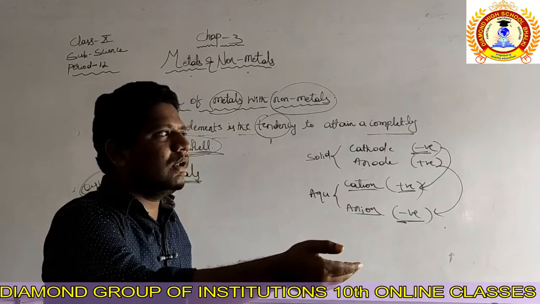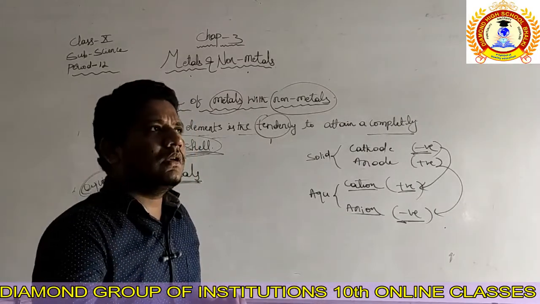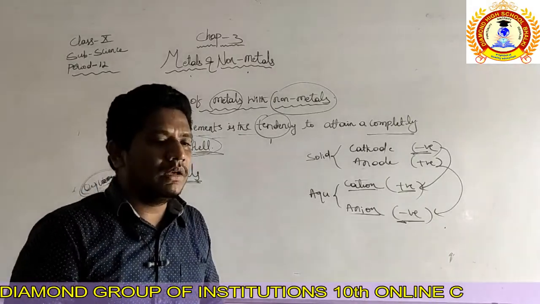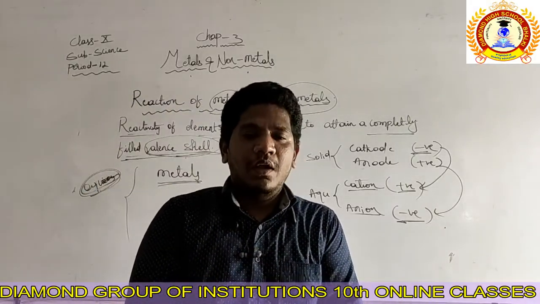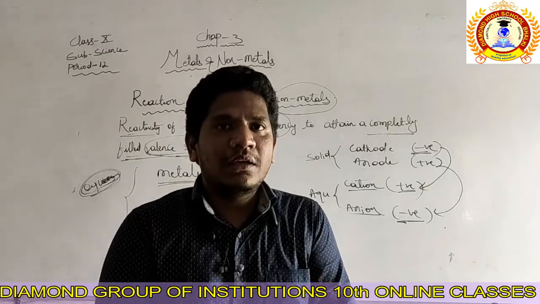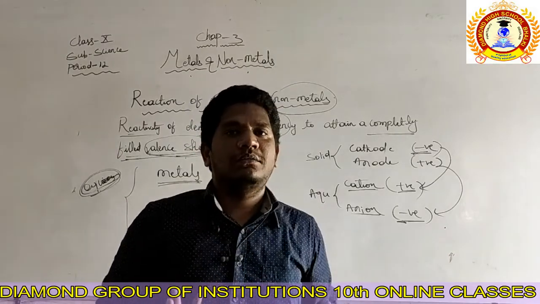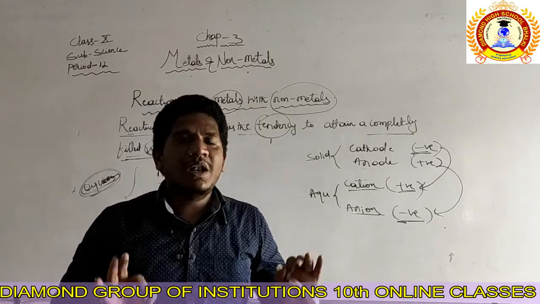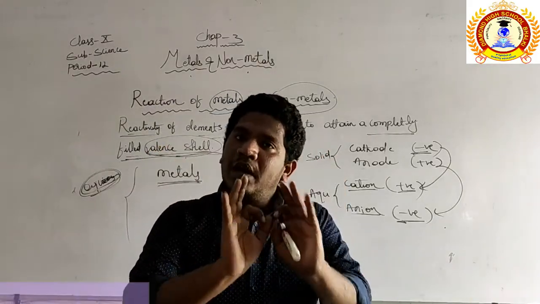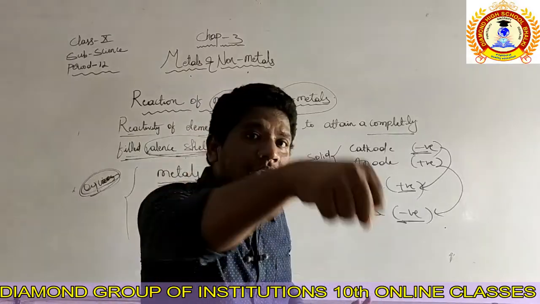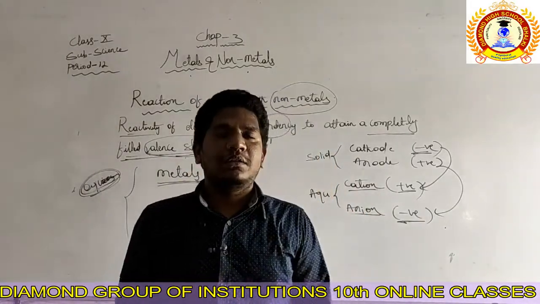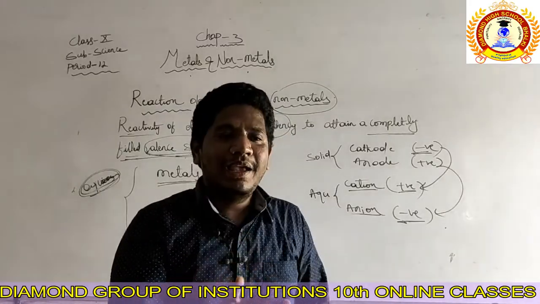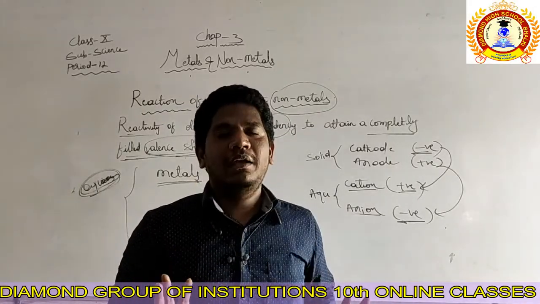You are a little money holder person, so they will ask from you. Right. When you are asking, you are a non-metal. Are you understanding? If you are an acceptor, you are a non-metal. If you are a giver, you are a metal. Simple thing. The giver is metal, the taker is non-metal.